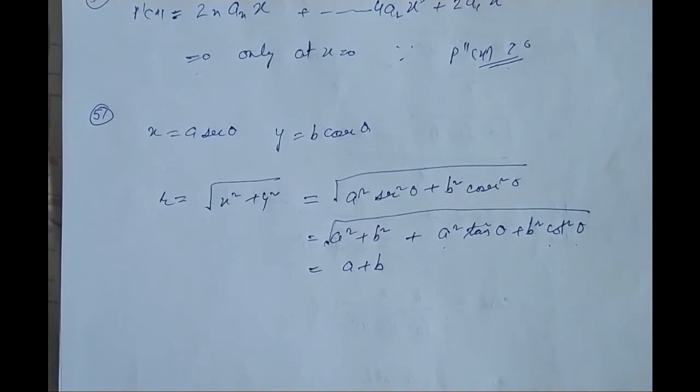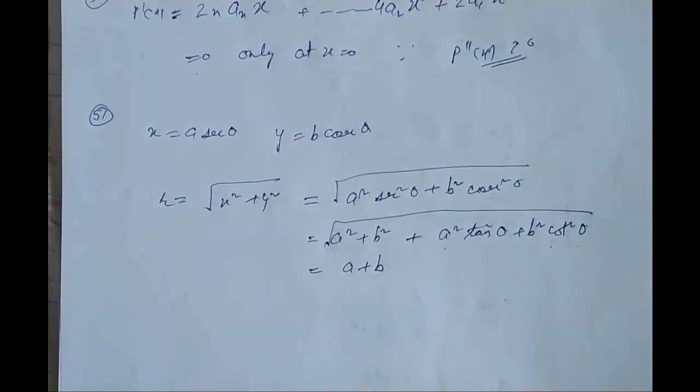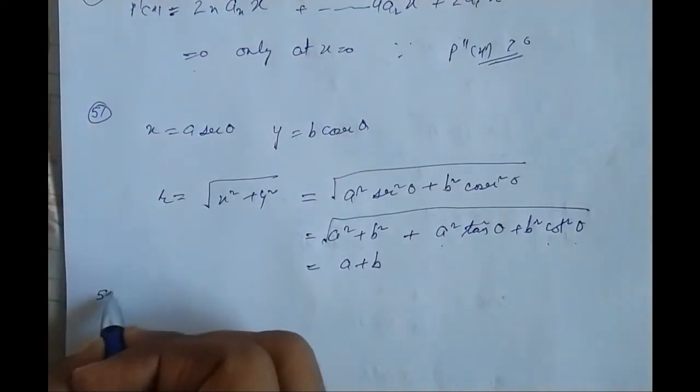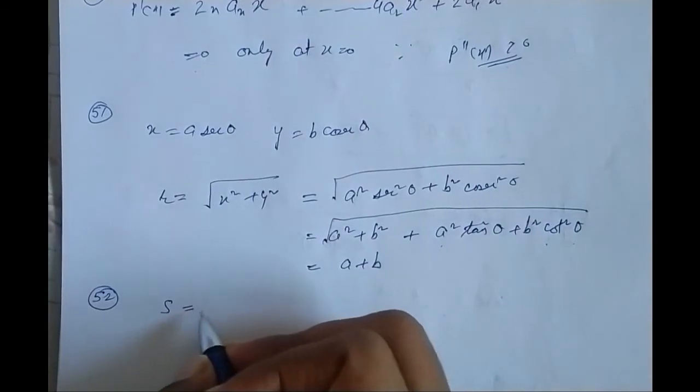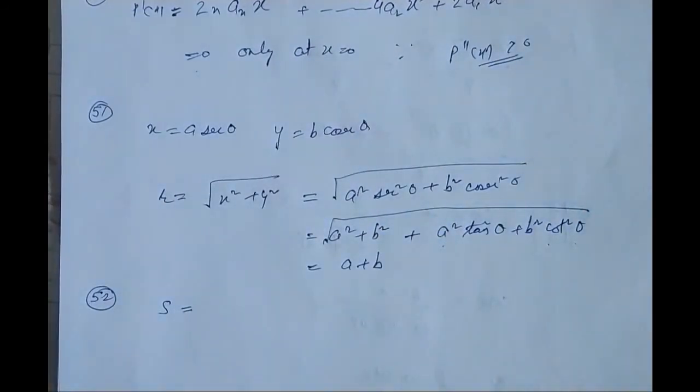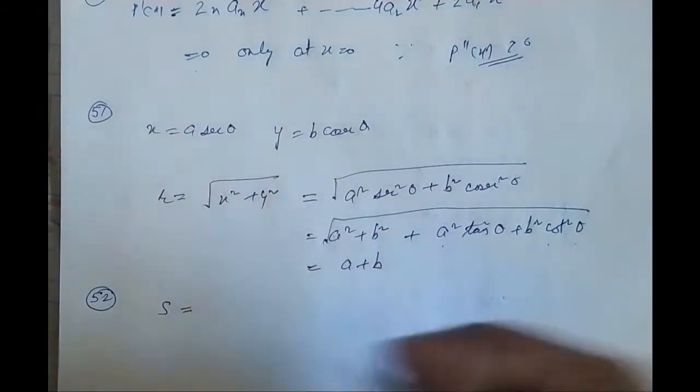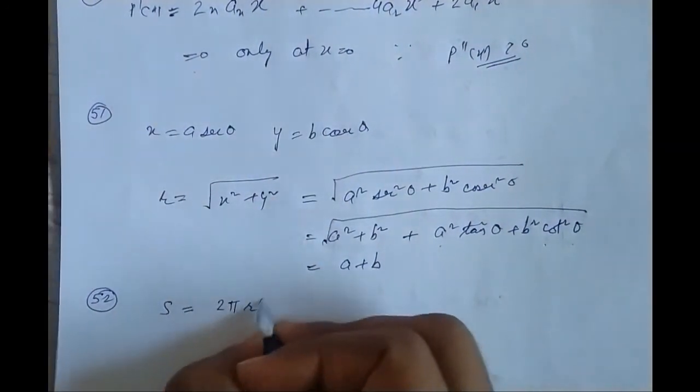Moving on to the next question, question number 52. A right cylindrical vessel of a given capacity is formed using least possible material. Then the ratio of height to the radius of the base is. So we know that S is equal to surface area. So S can be calculated as 2 pi r times r plus h.